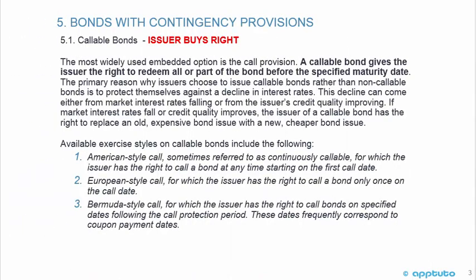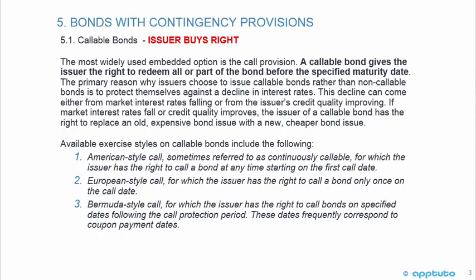Bonds with contingency provisions. So now we're going to look at callable bonds, and you can see I put here in bold red, flashing red light: it's the issuer who buys the right when it's callable. So the most widely used embedded option is the call provision. A callable bond gives the issuer the right to redeem all or part of the bond before the specified maturity date. The primary reason why issuers choose to issue callable bonds rather than non-callable bonds is to protect themselves against a decline in interest rates.